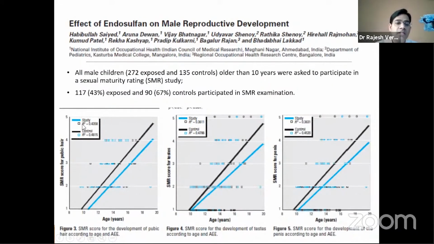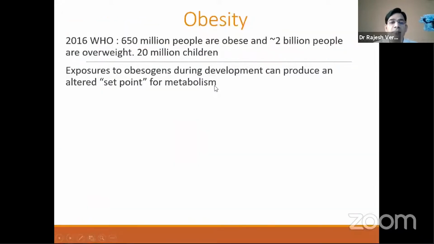So you can see this is the study population. This is the SMR for pubic hair development. The black line is the control, and the yellow and blue lines are for the study population. You can see the development of pubic hair and age at aerial exposure of endosulfan. The control population had pubertal onset at this time, and those exposed to endosulfan had delayed onset of pubic hair development. Similarly, delayed onset of testicular development, and delayed onset of penile enlargement. So overall, endosulfan has the effect of delaying puberty.